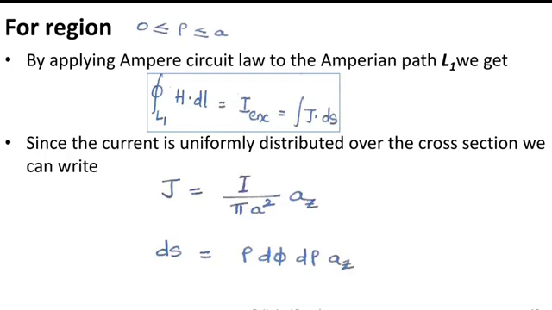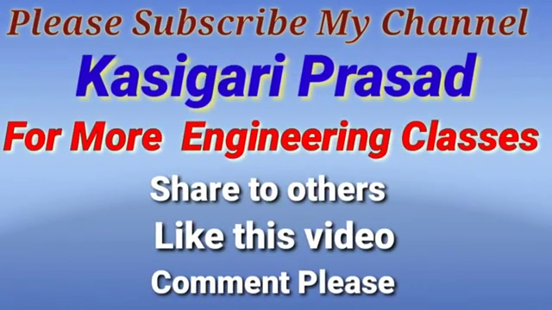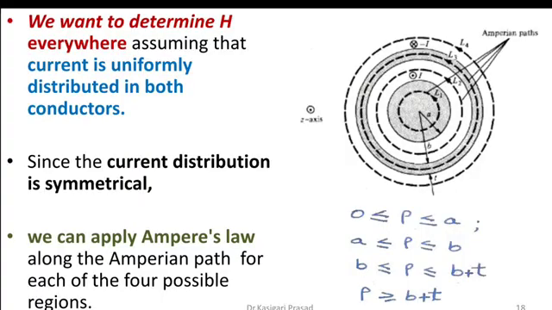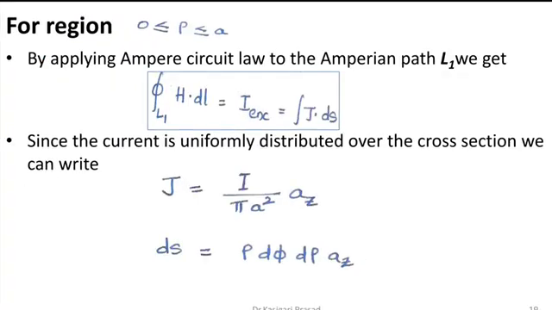For each category we will plot the respective Amperian paths. As shown in this figure, we have Amperian path L1 with radius less than a, L2 Amperian path with radius greater than a and less than b, Amperian path L3 with radius rho between b and b plus t, and the last one, Amperian path L4, above b plus t, as shown in this diagram. Now with reference to this, for the first case we are going to apply Ampere's circuital law.